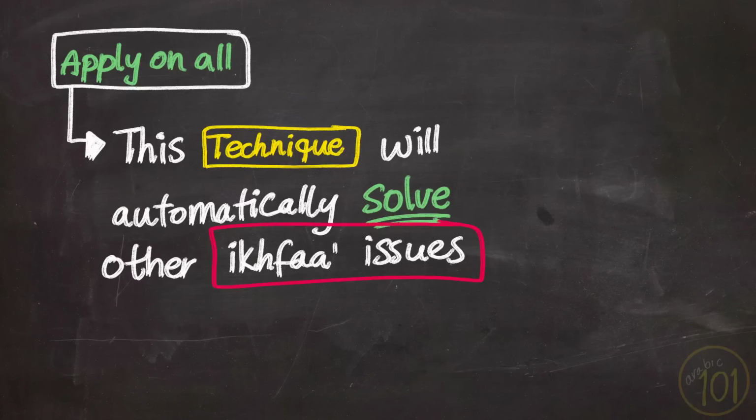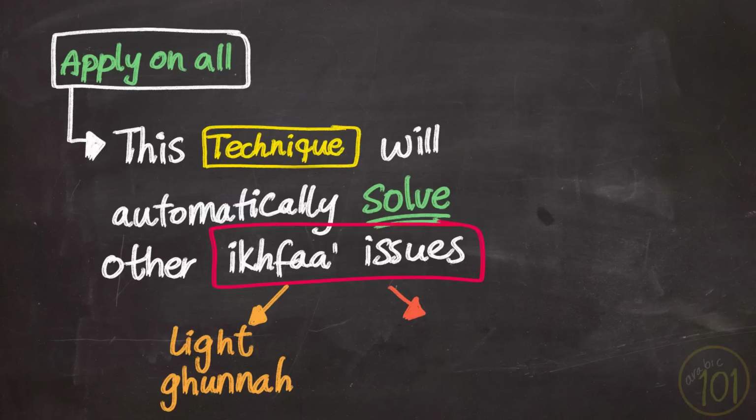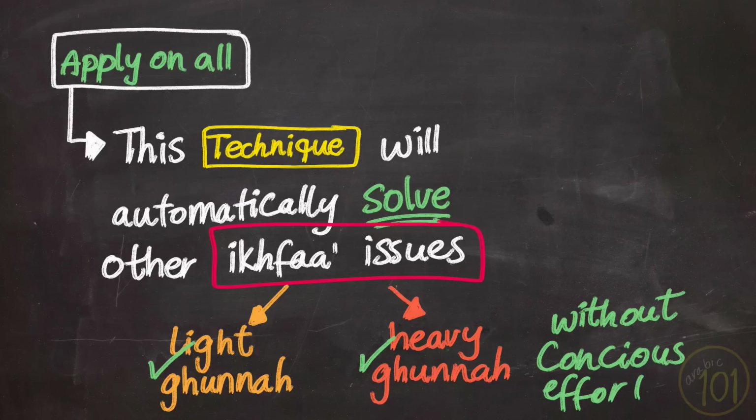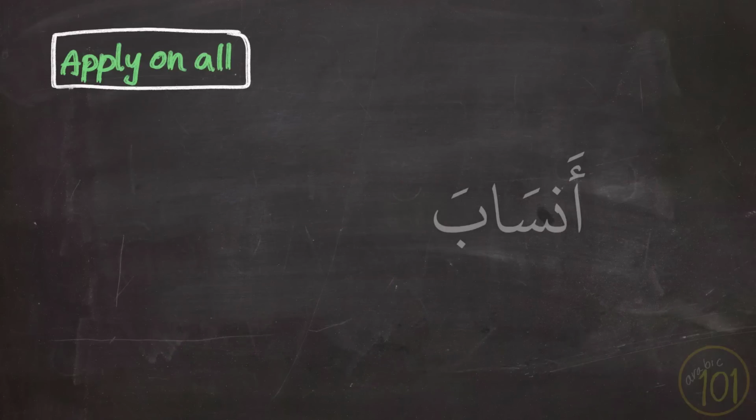For example, did you know that there is a light ghunnah, muraqqaq, and a heavy ghunnah, mufakham? If you apply the proper technique we explained, you won't even need to think about this concept, since it will already be taken care of. For example, we say ansab with a light ghunnah, since the sin is a light letter.